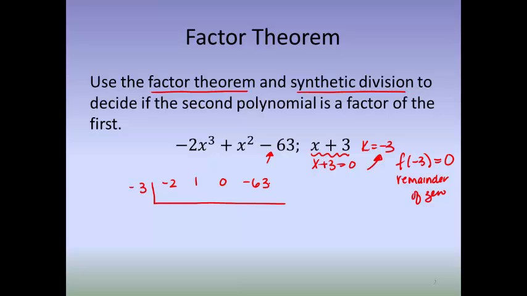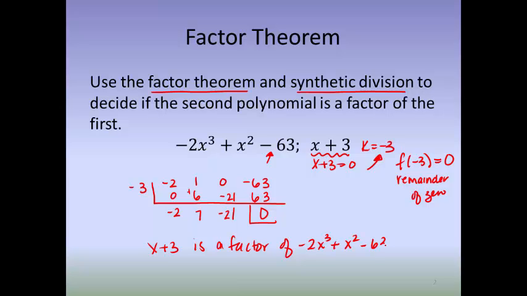And let's proceed. So I drop this one down and multiply, and I get 6, and I multiply, and I get 7, and I multiply, and I get -21. When we add, I said add here, I meant -21. When we multiply, we get a positive 63, which gives me a remainder of 0. So it is in fact that x plus 3 is a factor of -2x cubed plus x squared minus 63.